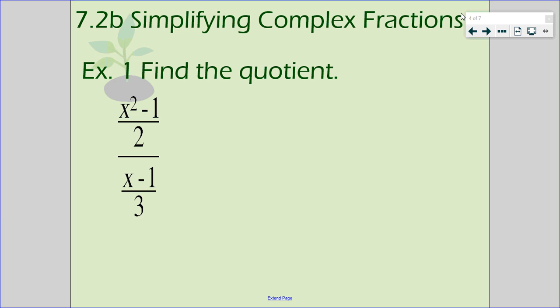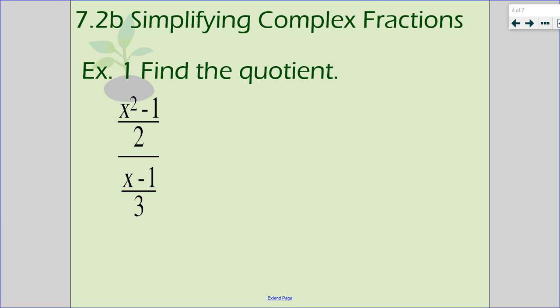This is related to what's called a complex fraction. Now, complex fractions you will study in greater detail when you get to Algebra 2, but we're going to kind of introduce it here in this class. Just for your knowledge, a complex fraction is when you have a fraction within a fraction.